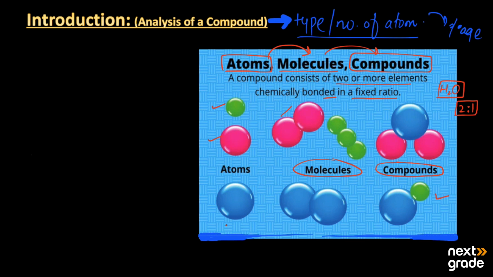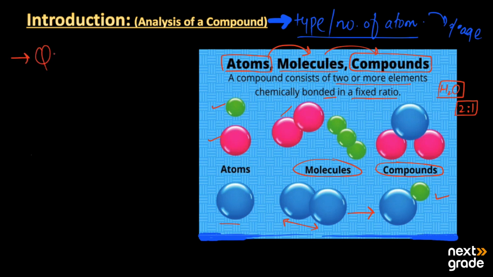So atoms cannot exist independently. They change into molecules by chemical bonding. So analysis of the compound mainly consists of two types.